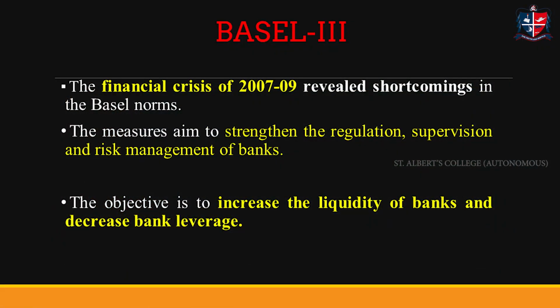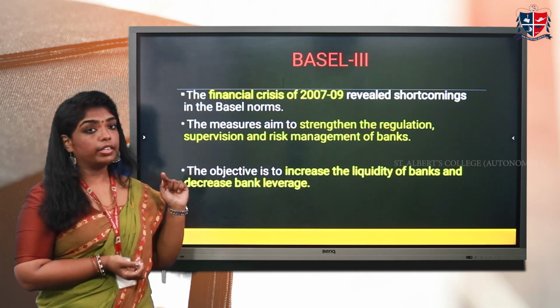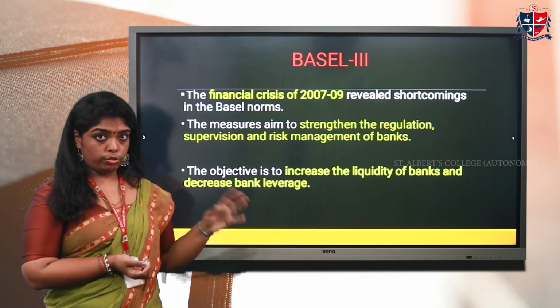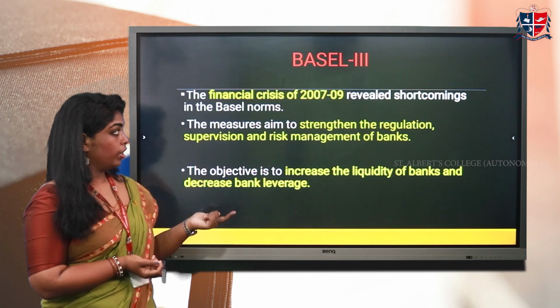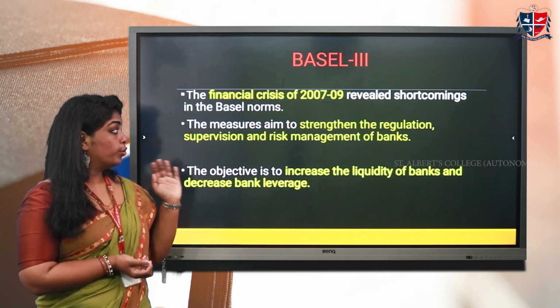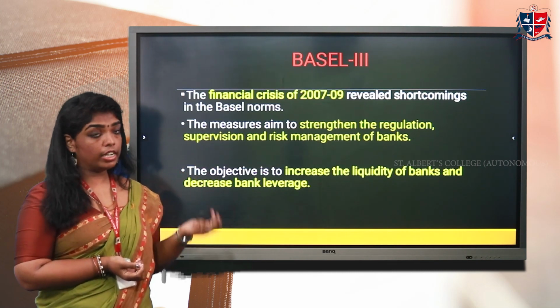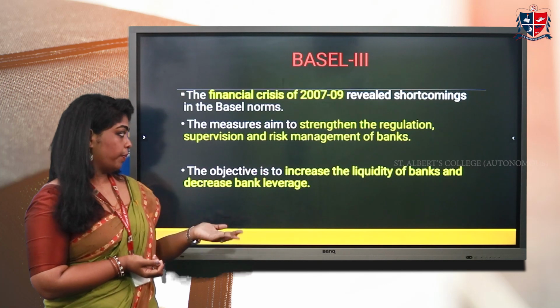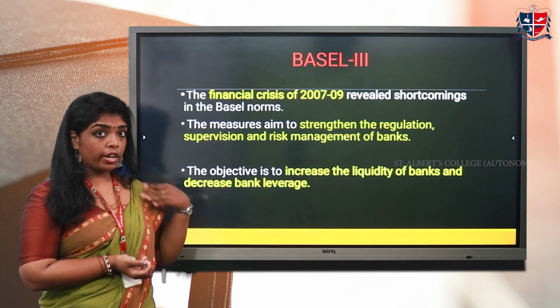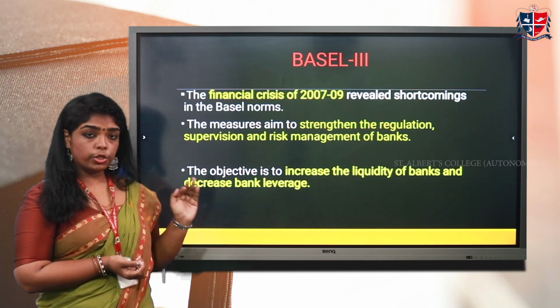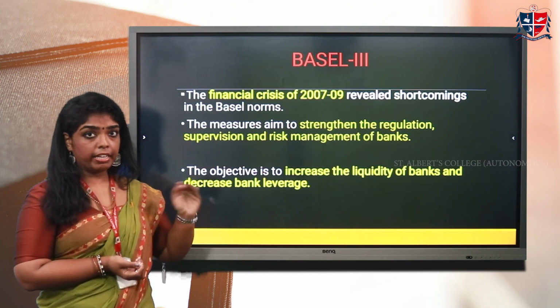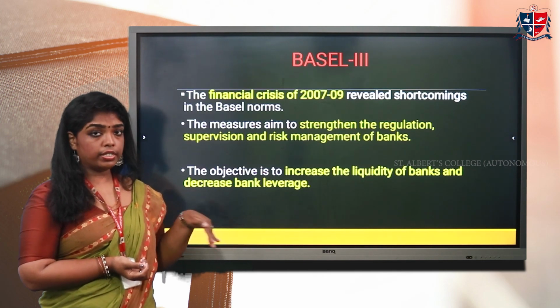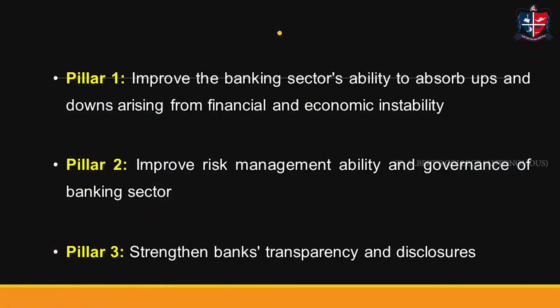And with respect to Basel III, the latest as of now, it was introduced after the 2007-09 financial crisis to reduce the shortcomings and errors that were caused by the crisis of that time. The basic aim was to strengthen the regulation, supervision, and risk management of banks. The main objective was to enhance liquidity measures, the ability of banks to quickly convert assets into cash, and to reduce the bank's leverage or risk. That was the main objective behind Basel III, the latest one.